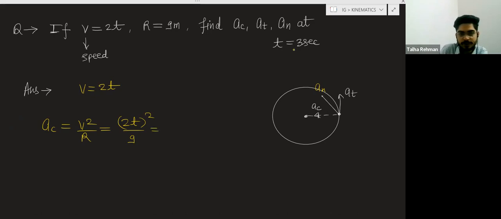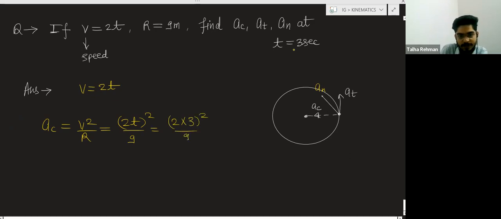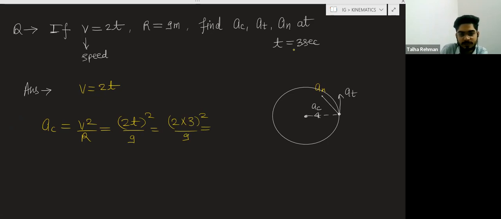So put t is equal to 3. So this will become 2 into 3 square by 9. This will become 36 by 9. This will become 4 meter per second square.